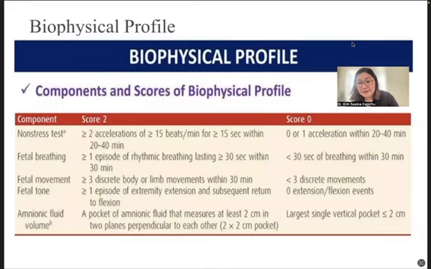The largest single vertical pocket, the largest. If we're going to measure the SVP, the normal is 2 to 8. So if it's less than 2 centimeters, the score is 0. If we're going to use the amniotic fluid index, the AFI, the normal is 5 to 25. If less than 5, it's an abnormal amniotic fluid index. If it's more than 25, it's also polyhydramnios. It means that the amniotic fluid index is also high.